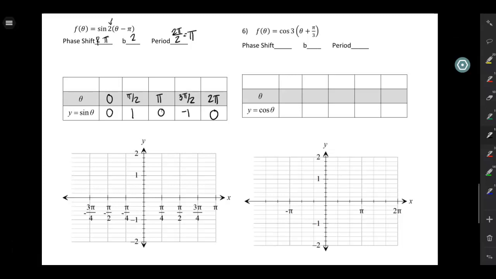So I know that if I'm doing a phase shift right pi, I'm going to need to add pi to my values. I also know that since I am changing the period to be pi, I have to divide all my values by 2. So what I'm going to do is divide by 2 and then add pi.